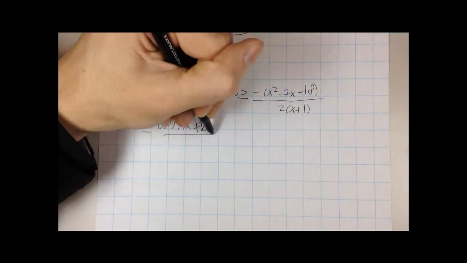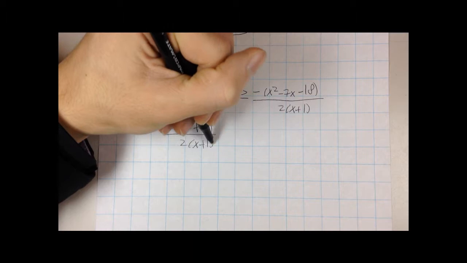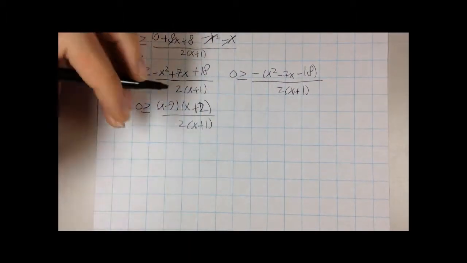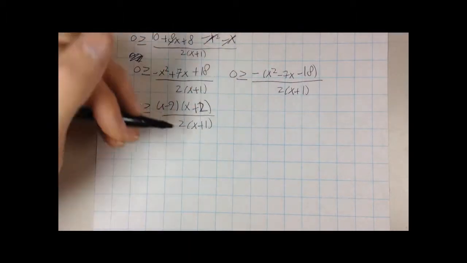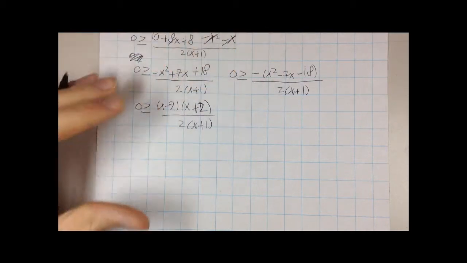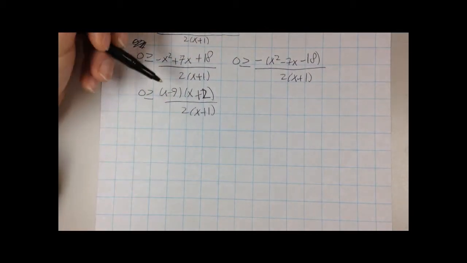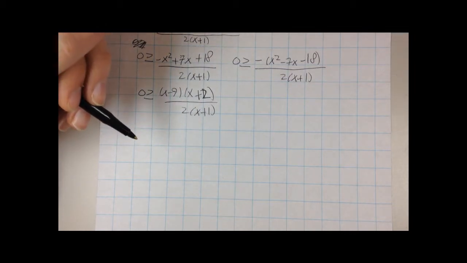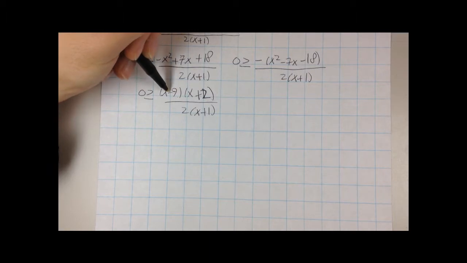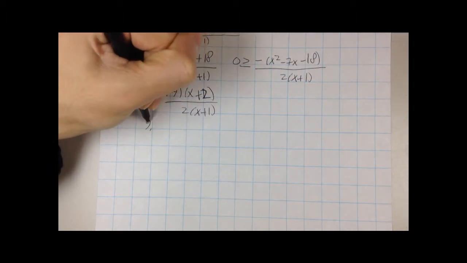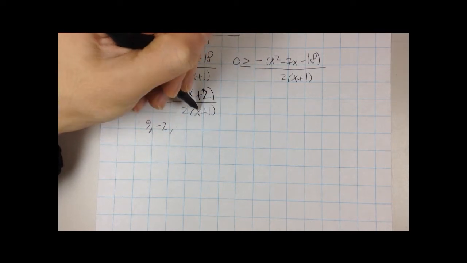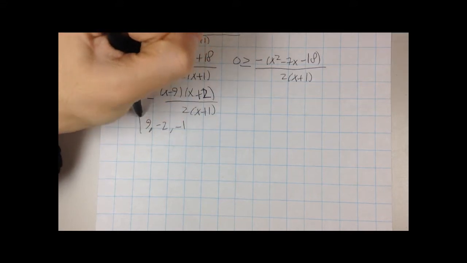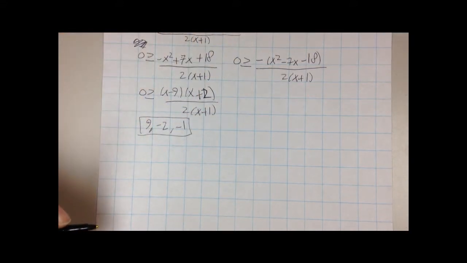And that's going to be over 2x plus 1. Right, because we have negative 9 plus 2 is going to be negative 7, and negative 9 times 2 is negative 18. And so now this is factored pretty nicely, so we can find all our zeros. On the top, it's going to be 9. It's going to be negative 2. And here it's just going to be negative 1. So these are our zeros.